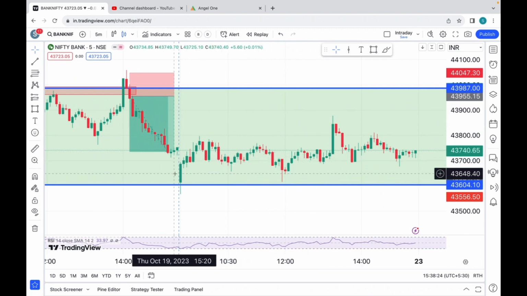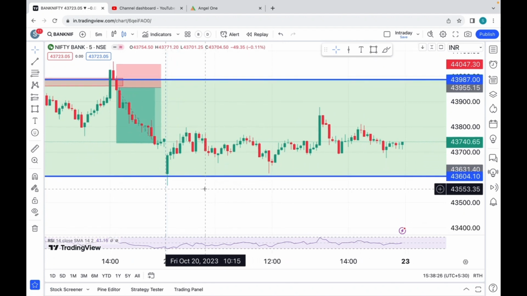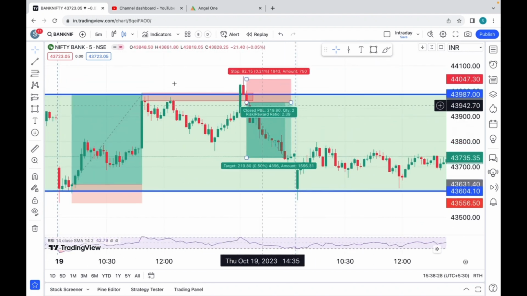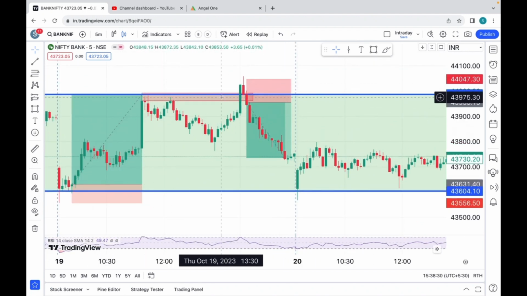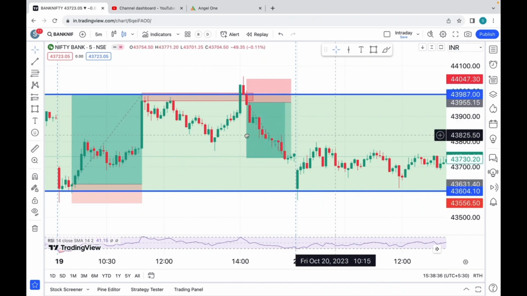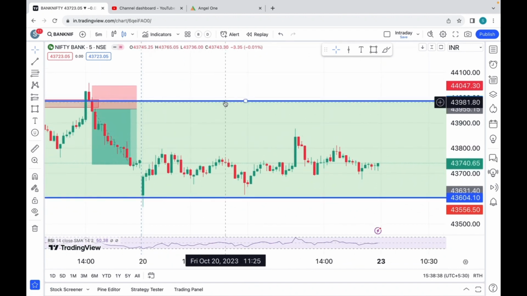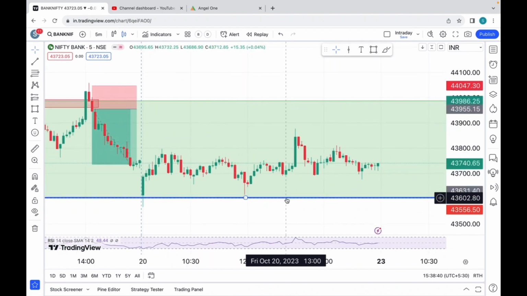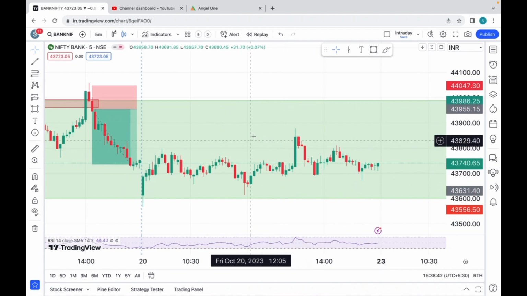So now let's see what Bank Nifty has done. But as we were talking yesterday, we are okay to draw a support or a resistance area within this entire green zone. That is allowed. So now, with this in mind, let's see how Bank Nifty has performed.